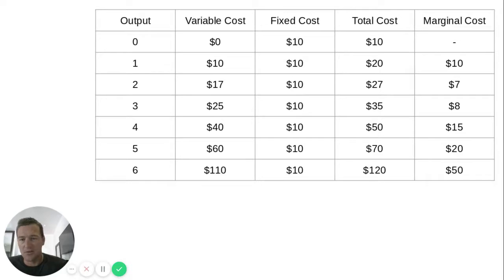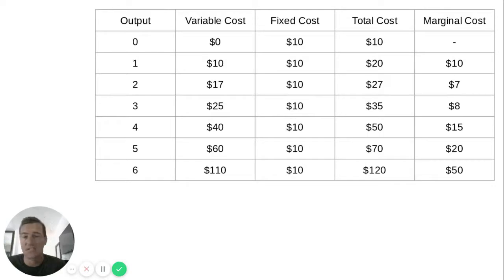Let's move down to unit 2. So unit 2, the variable cost was 17. The fixed cost doesn't change. It's still 10. So total cost was 27. If we have a look at the total cost column from output 1 to output 2, we had total cost of 20. It then became 27. What was the cost of making that second unit? The increase in total cost, it was $7.